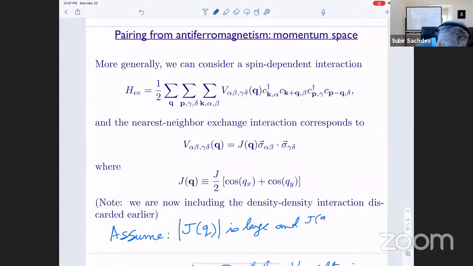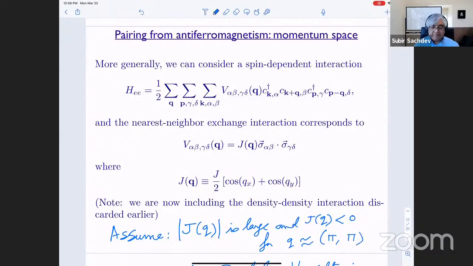And J of Q is less than 0 for Q close to, we'll take the wave vector pi pi. So this pi pi is the antiferromagnetic ordering wave vector, where the spins point in opposite direction on the two sublattices. And that's what you see in the experiments. In the experiment, you measure J of Q, and you'll find that you have antiferromagnetic spin correlations.